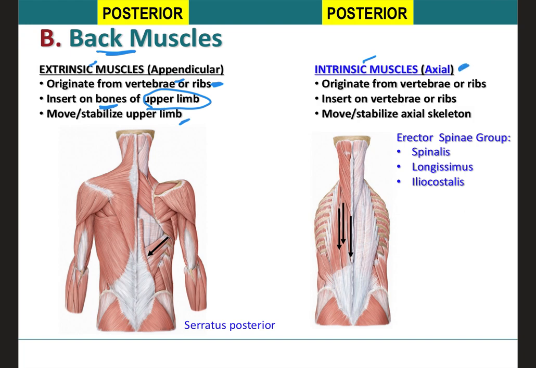Therefore, they will originate either on the vertebrae or the rib, and they will also insert on the vertebrae or the rib, but further down. And as you can imagine, they will help to stabilize the axial skeleton.